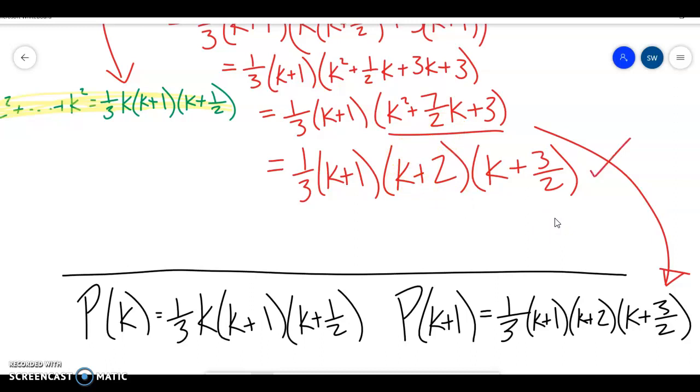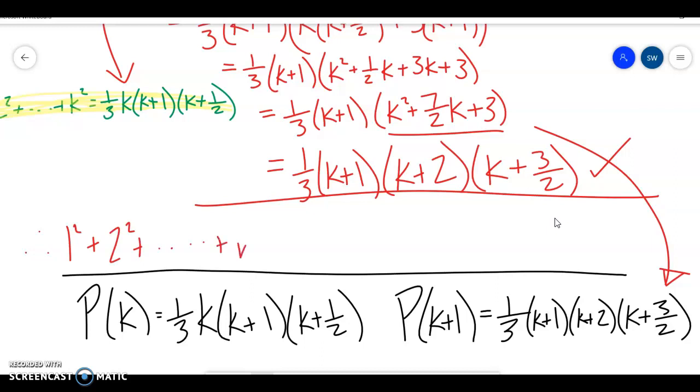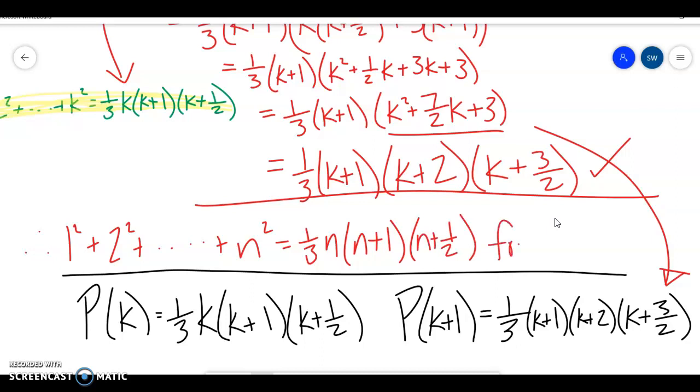So now we have finished step 3, and this is where we make our therefore statement. Therefore, 1 squared plus 2 squared plus blah, blah, blah, plus n squared is equal to 1/3 n plus 1, n plus 1/2, n plus 3/2 for any n in the positive integers. And there you have it. That's the end of this proof by induction problem. Hopefully that transferred in this video format.